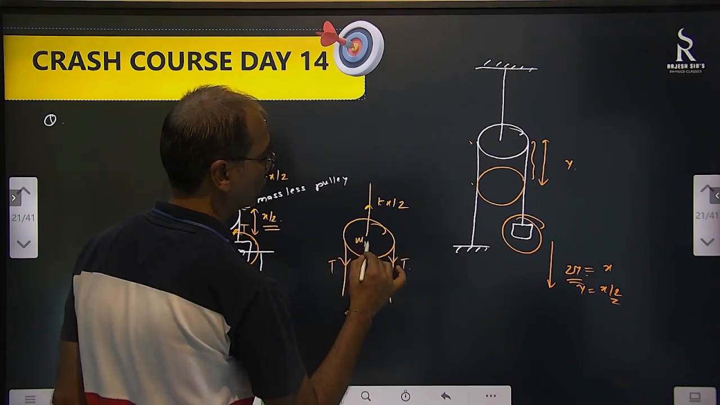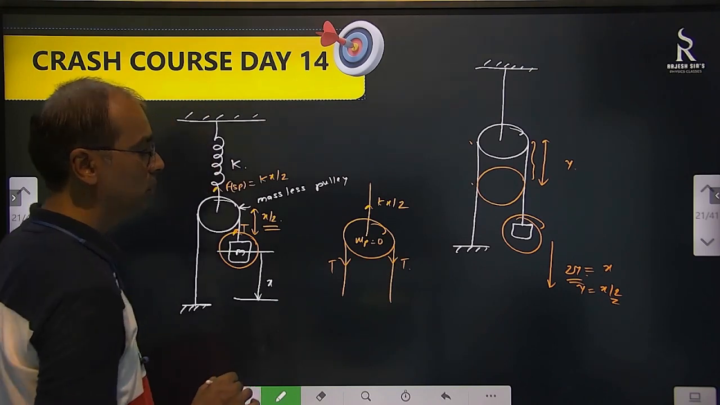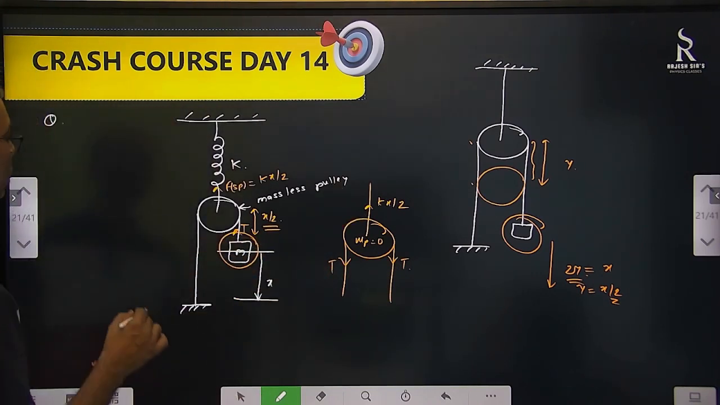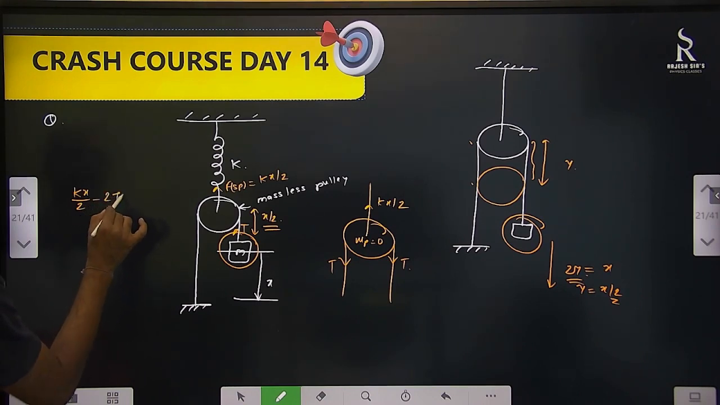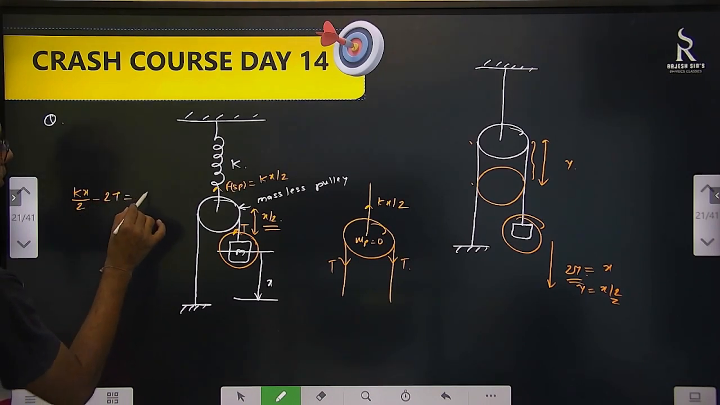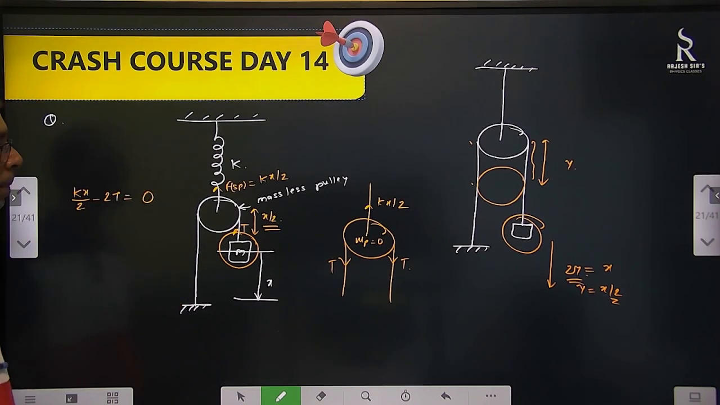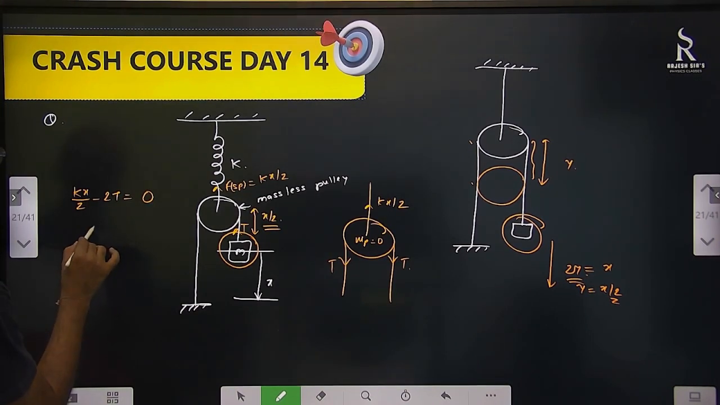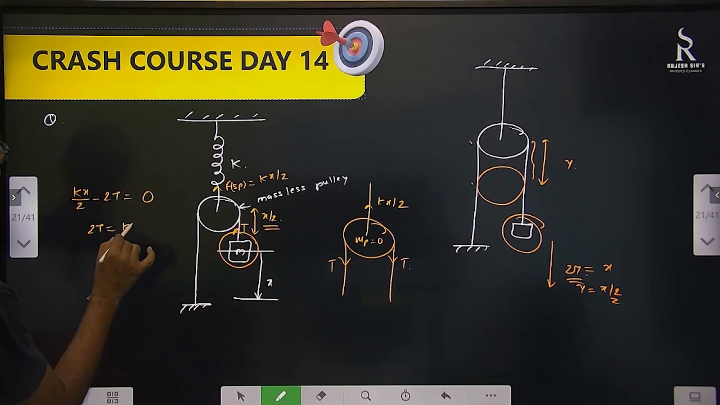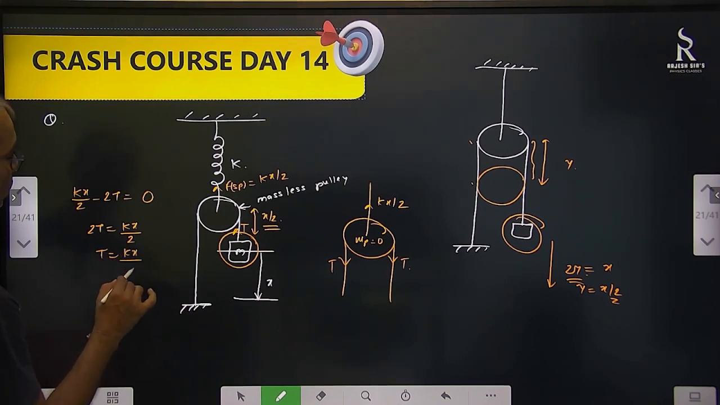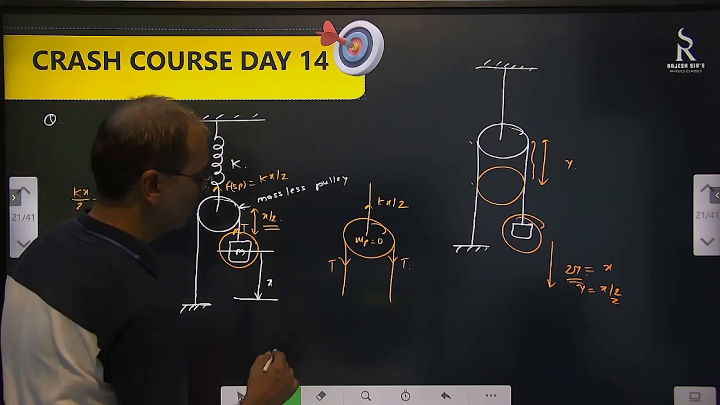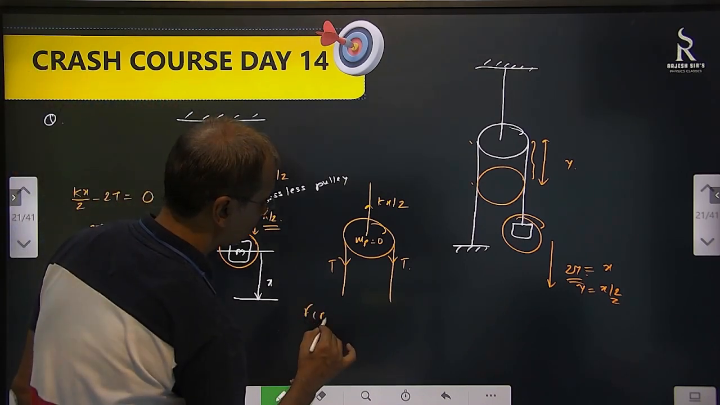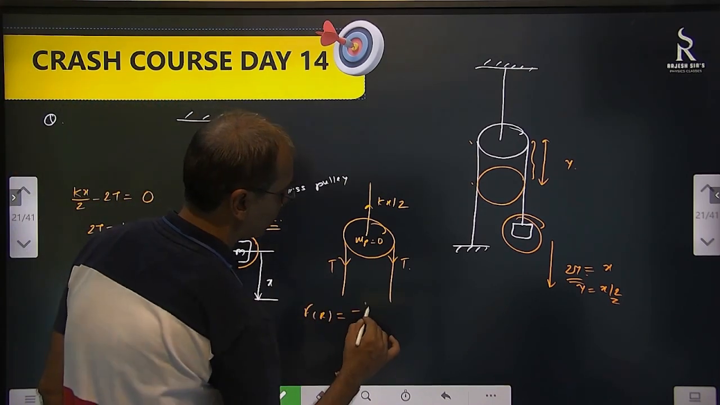This is a massless pulley. So if I write the equation here, kx by 2 minus 2T equals mass of pulley, which is 0, into acceleration. So 2T equals kx by 2, that is T equals kx by 4. So restoration force is kx by 4. That is what I wanted. That's it. So restoration force is minus kx by 4.